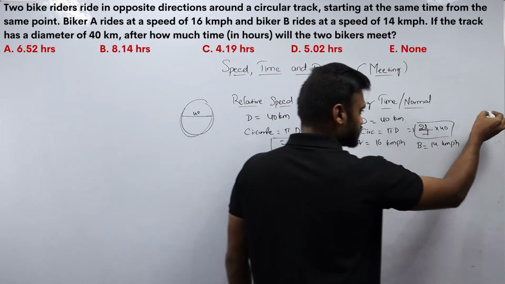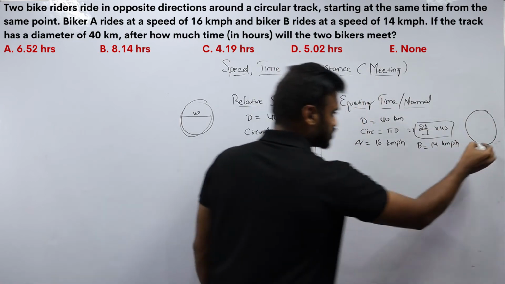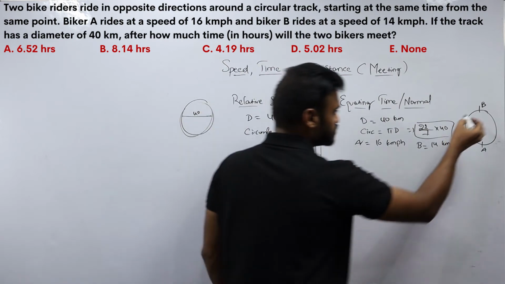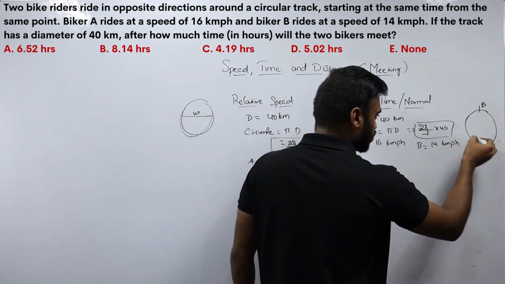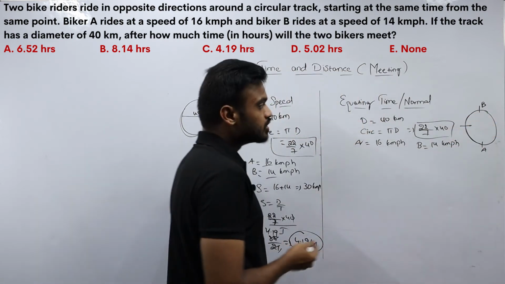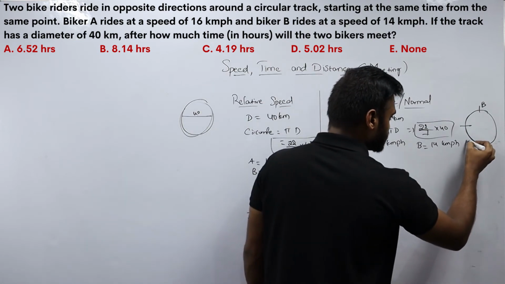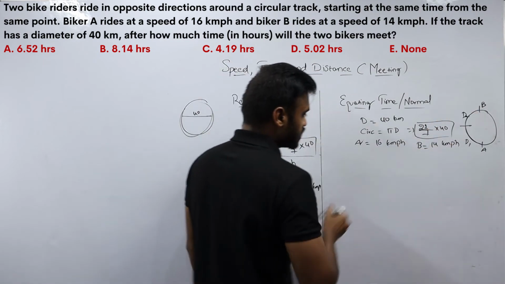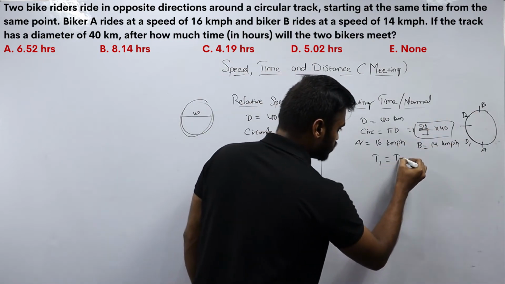Now assume that this is the total circular track, and A is starting here and B is starting here. Now we don't know what is the distance travelled by B and what is the distance travelled by A before meeting each other. So I am assuming the total distance travelled by A is d1 and B is d2. Now since they are meeting each other, we can simply equate both timings in both cases.